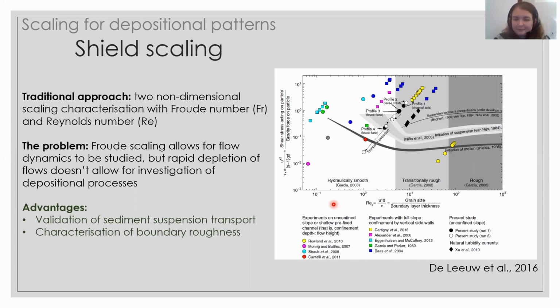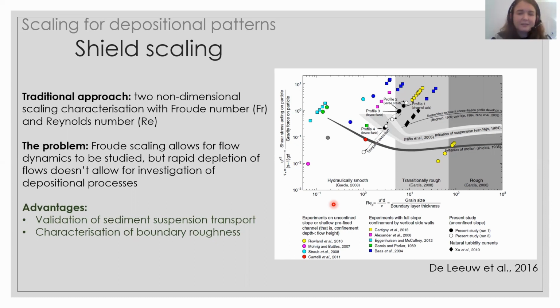Because the traditional approach of using the Froude number and the Reynolds number alone allows you to study the dynamics, but usually the flows are very rapidly depleted. And so it's not really the best option to investigate depositional processes. You really want a scaling that allows for erosion, bypass, and deposition at the same time. So with these kinds of investigations, we use Shields scaling.